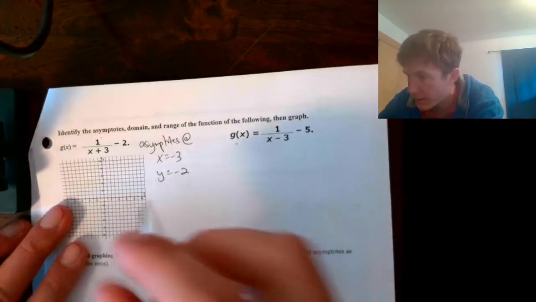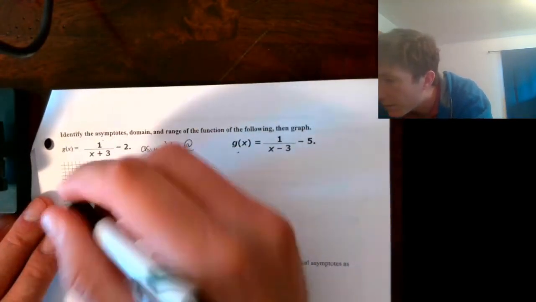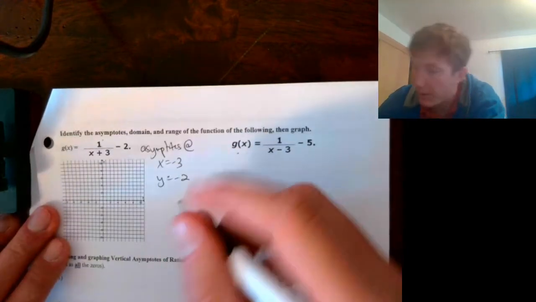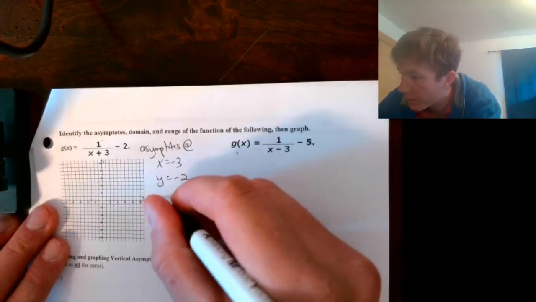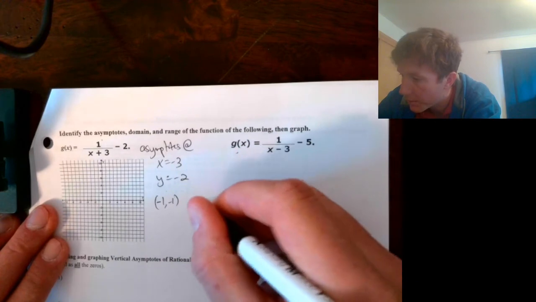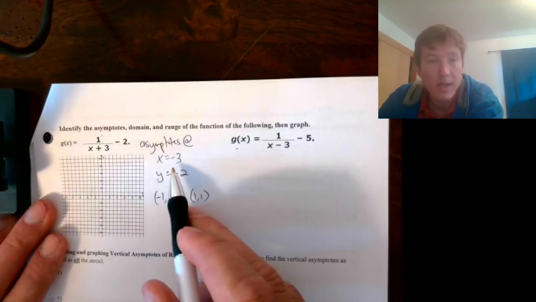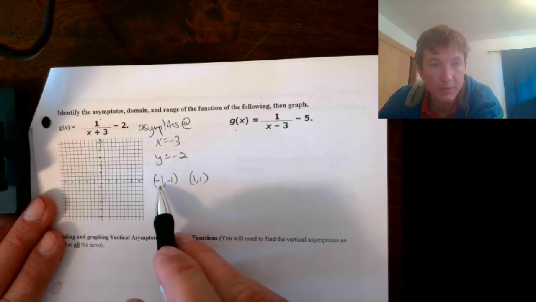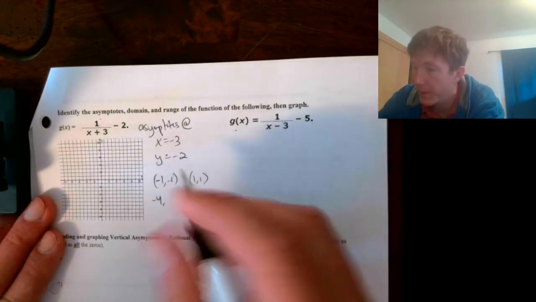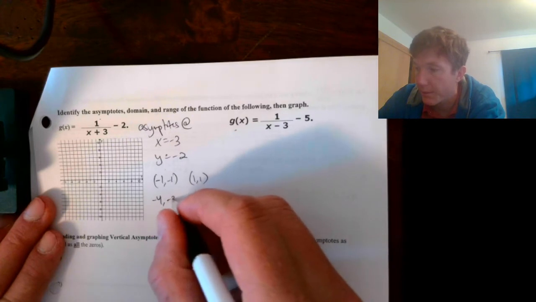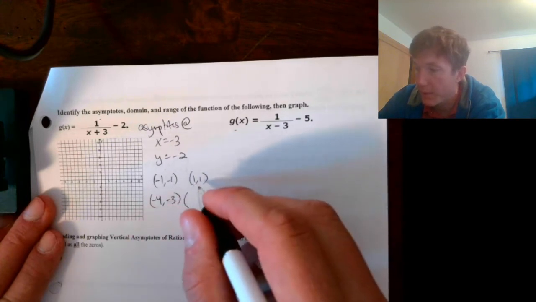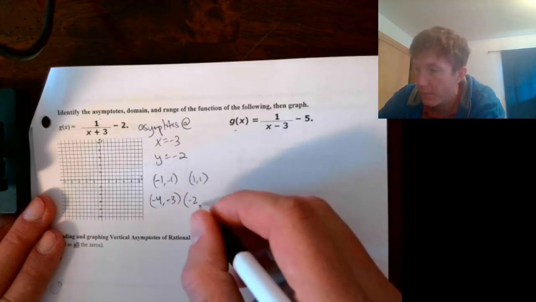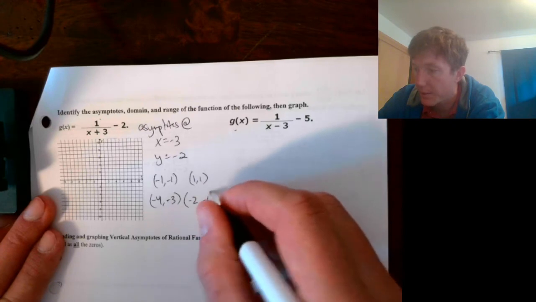So the domain, let me graph it first. I'm just going to use our points here, because I don't want to get messed up. The x value, you're subtracting 3, the y value, you're subtracting 2. So negative 1 minus 3 is negative 4. Negative 1 minus 2 is negative 3. That's our new spot. 1 minus 3 is negative 2. 1 minus 2 is negative 1. That's our new spot there.